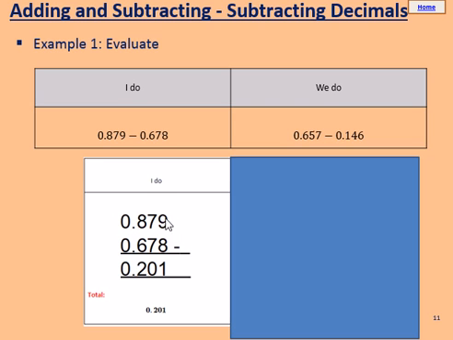So starting from the right, 9 take away 8 gives 1, 7 take away 7 gives 0, and 8 take away 6 gives 2. 0 take away 0 equals 0, so our answer is 0.201. Please pause the video and use the I do to help you with the we do. Complete the we do in your books, please. We'll check the answer afterwards.